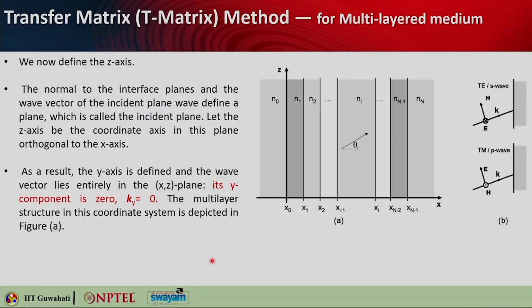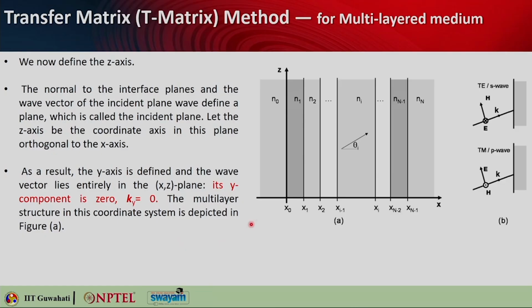Now, the normal to the interface plane and the wave vector define a particular plane, that is the incident plane. So what we have seen here, in this case the incident plane is basically this screen, because the interface is perpendicular to this particular screen. So you will see that the wave vector lies along this plane.